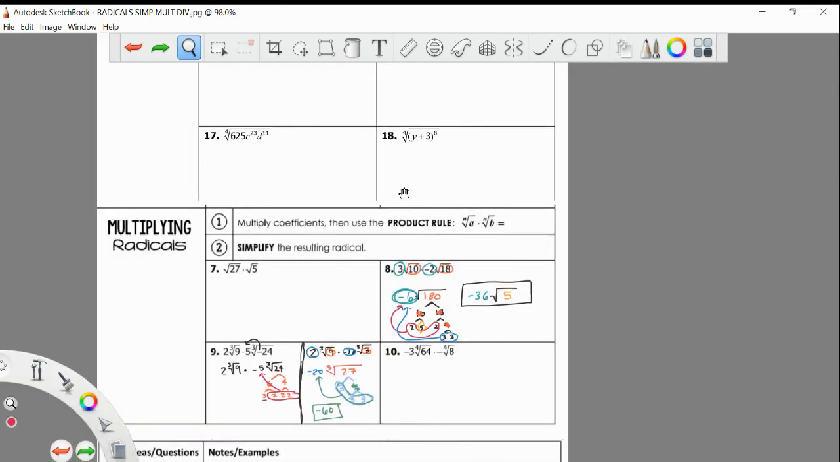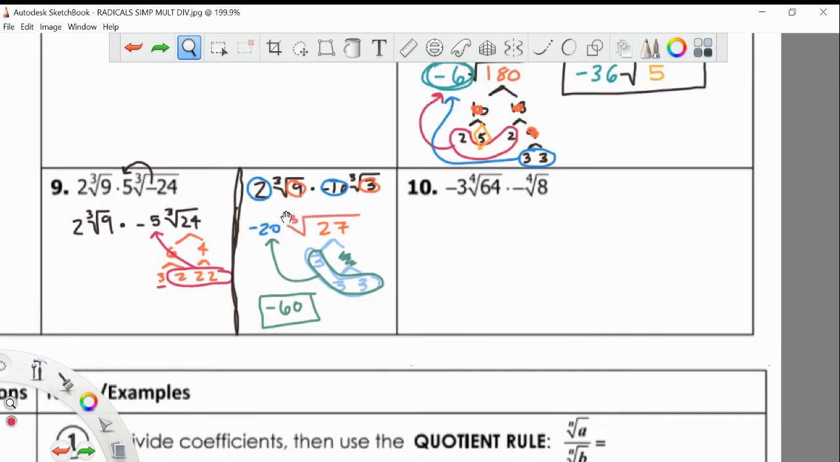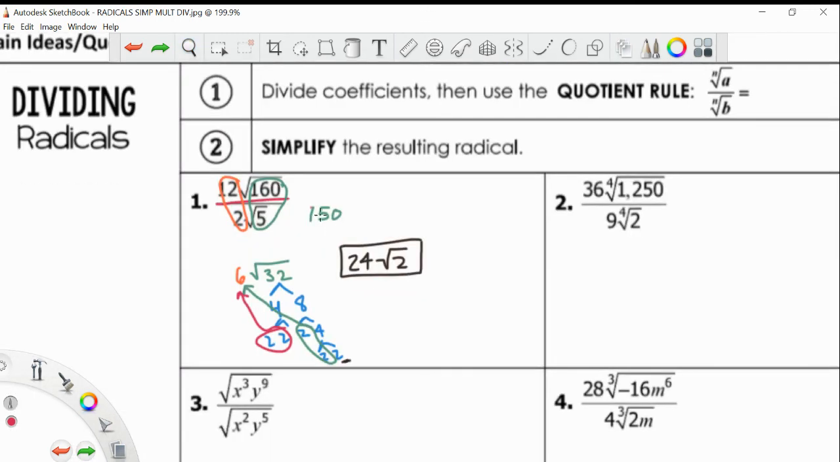Remember, multiplication is outsides and insides multiply together. And then remember, for division, it's the same exact thing. Outsides and insides shouldn't be a problem.